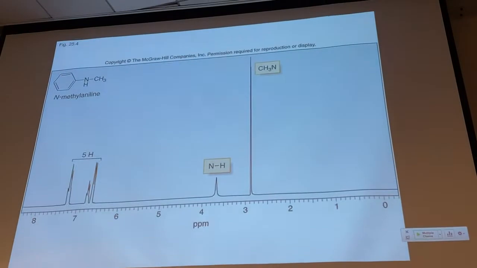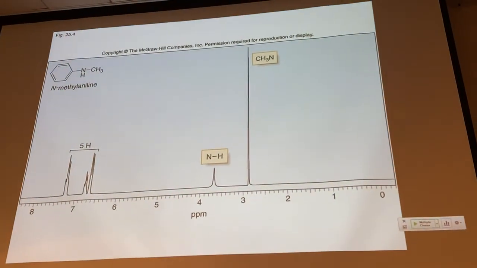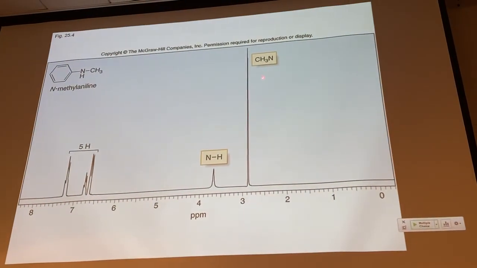And then finally, we see that this N-methyl group appears between, or it wouldn't have to be a methyl group, but when you have hydrogens on a carbon that is bonded to a nitrogen, those hydrogens will show up between about 2.3 and 3 ppm. Okay? So we have a de-shielding effect of this nitrogen.